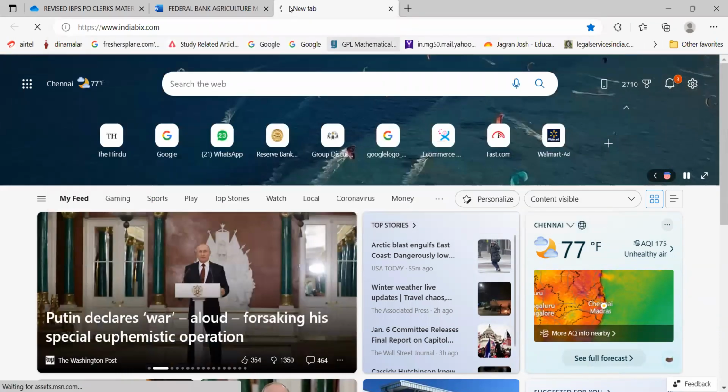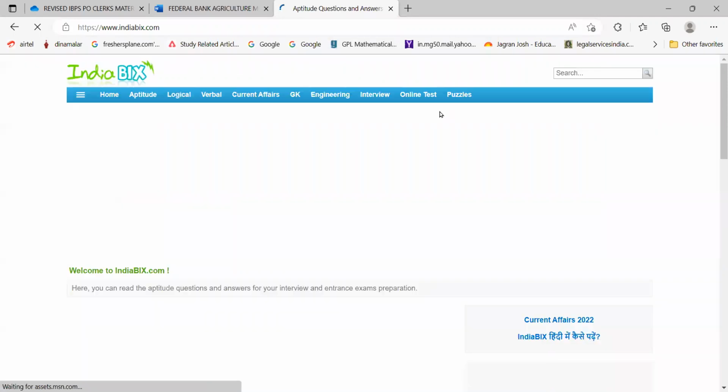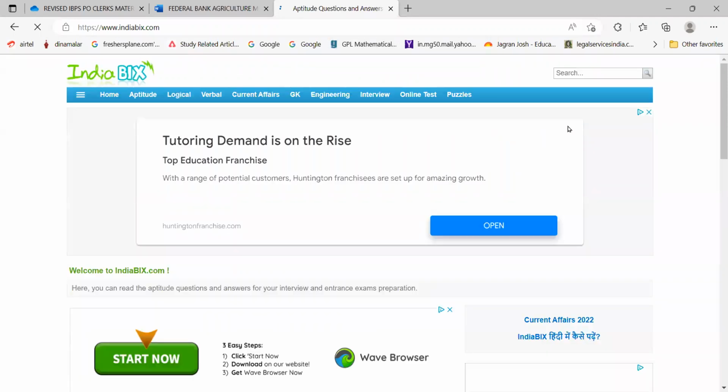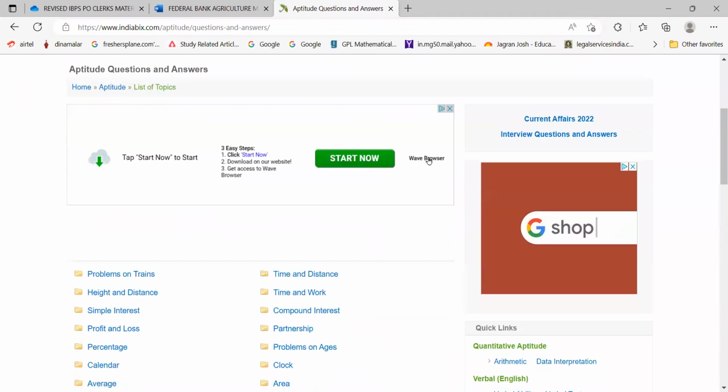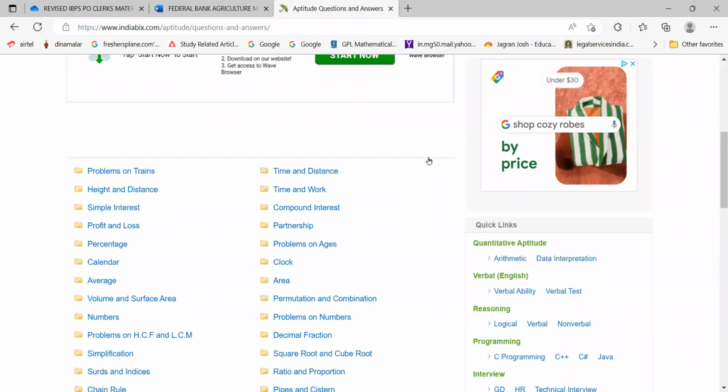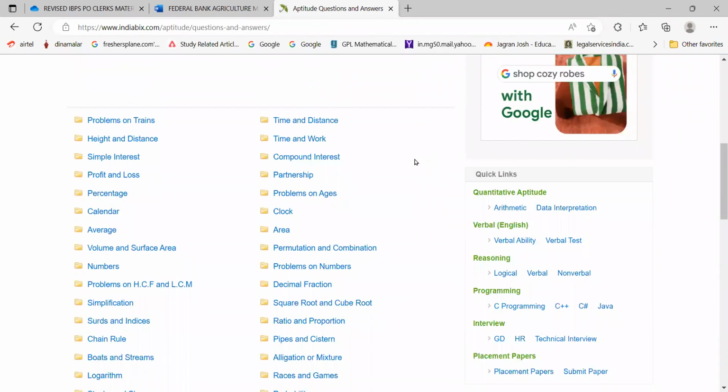In fact, if you want to know what are the different chapters that are there, you must be aware of this site, indiabix.com. Are you aware of this? This is the aptitude section. Are you seeing on the screen? There can be questions like this.